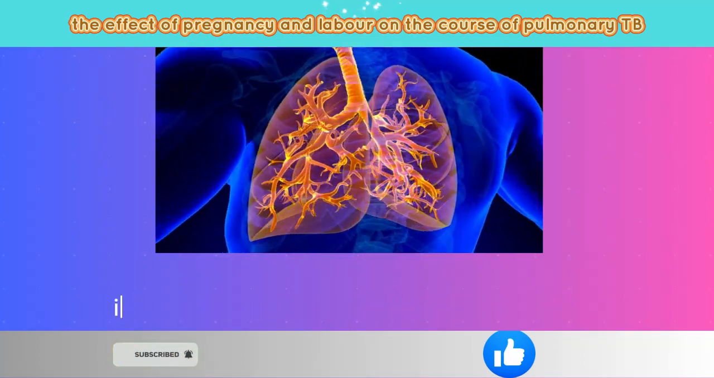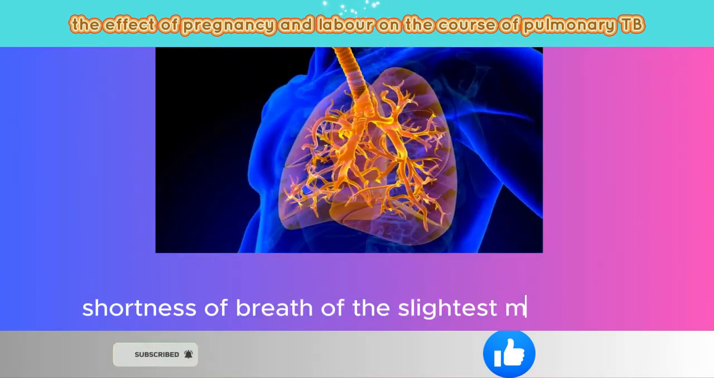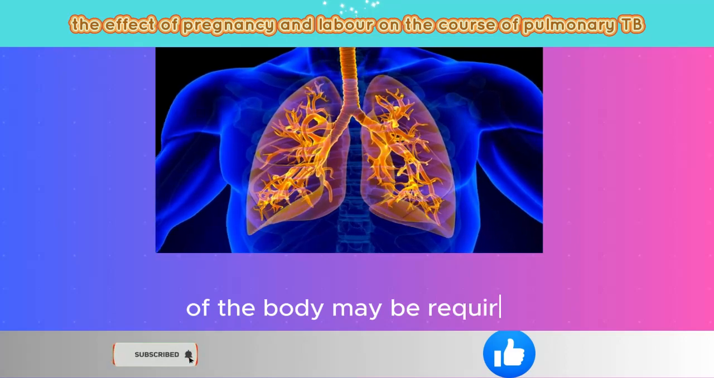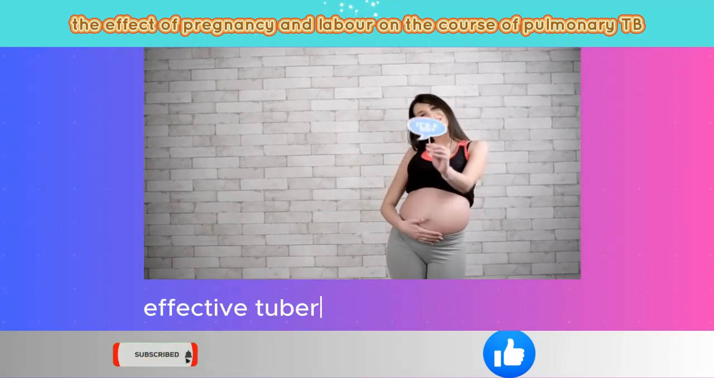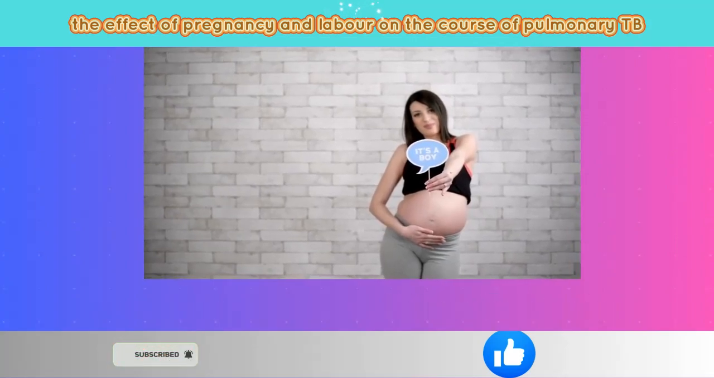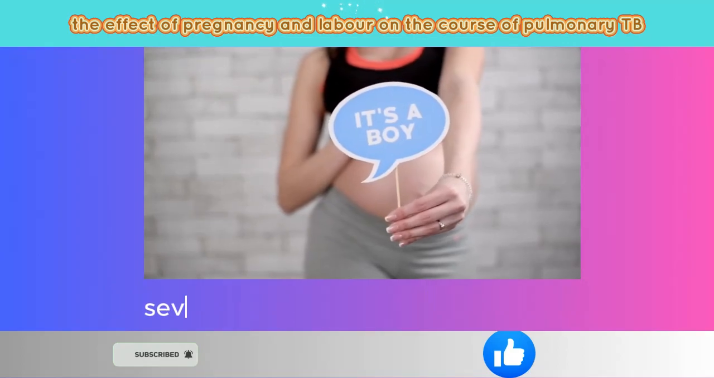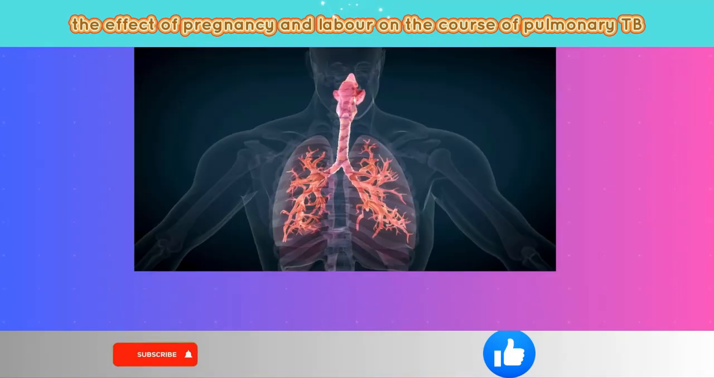Medical evacuation in patients with severe respiratory failure, shortness of breath at the slightest movement of the body, may be required. Effect of tuberculosis on pregnancy. Spontaneous abortion rate does not change. In severe cases, premature birth may start. Coexisting severe anemia may cause problems.